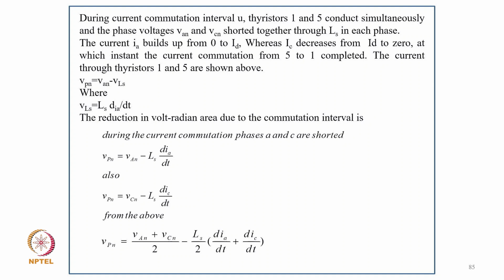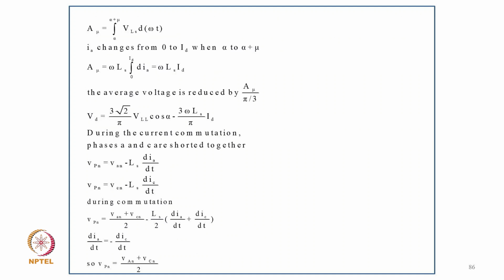The current IA builds from 0 to ID, while the IC decreases from ID to 0, at which instant the current commutation from 5 to 1 is completed. The currents through thyristors 1 and 5 are shown. Where VPN equals Vn minus VLS, where VLS equals LS di upon dt. So the reduction in voltage-time area due to the commutation interval: during current commutation, phases A and C are shorted. So VPN equals Vn minus LS di upon dt, and also VPN equals Vcn minus LS dic upon dt. And from the above we get VPN equal to (Vn + Vcn) by 2, minus LS upon 2 in bracket (di upon dt plus dic upon dt).